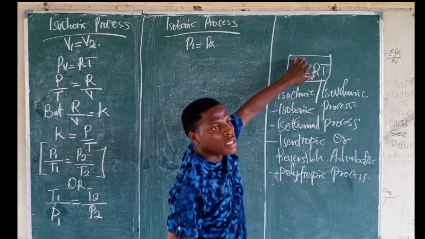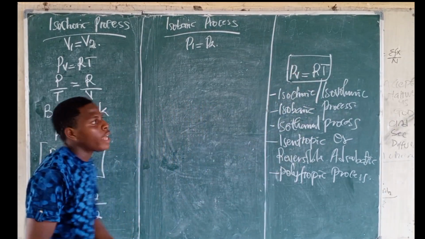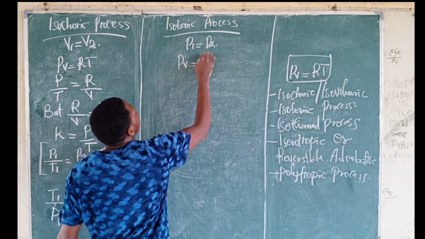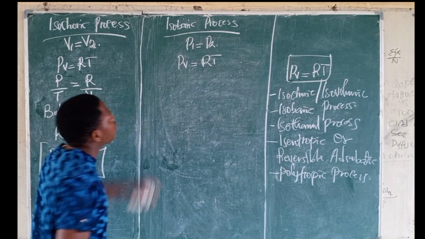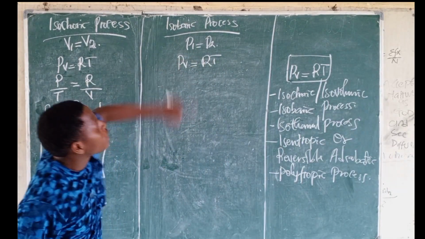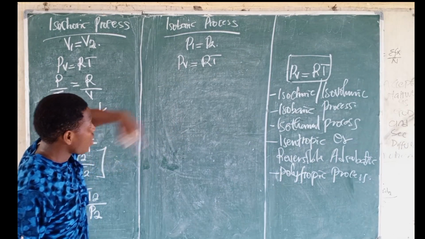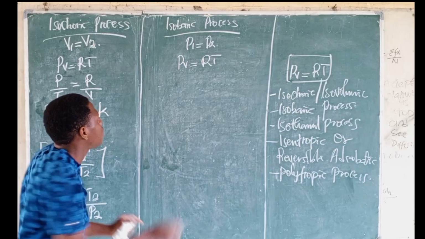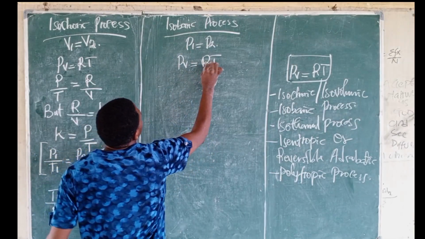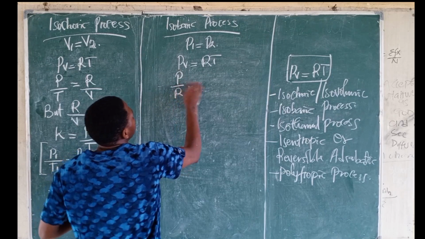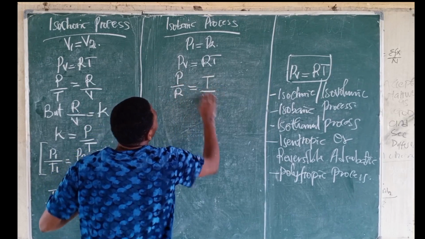Now what are we recalling? Our general gas equation for thermodynamics. We know that PV is equal to RT. What is constant in this process? Pressure is constant. So let's group the constant ones on one side. Taking this constant to the other side, we have P over R is equal to T over V.